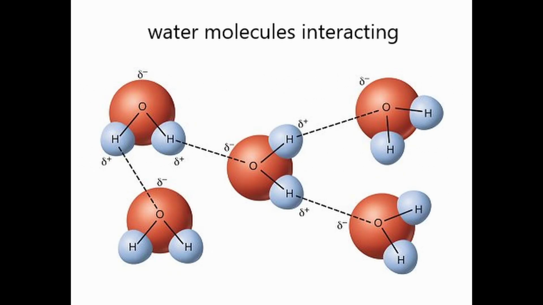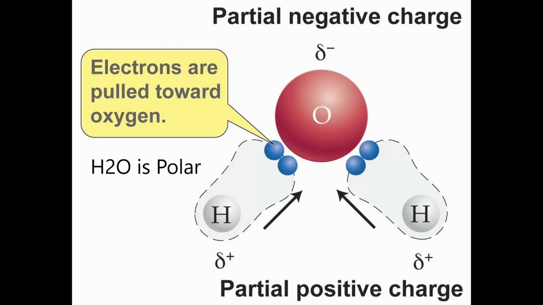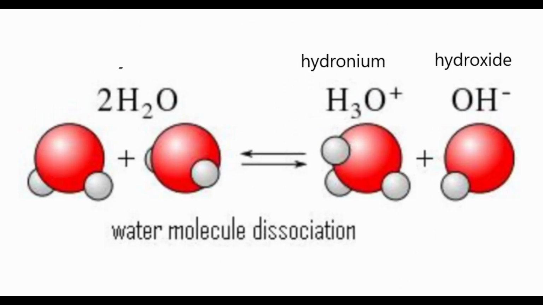In any container of water, there is a constant interaction between water molecules. H2O is a polar molecule, with the oxygen atom being more negative and the hydrogen atoms being more positively charged. Sometimes one water molecule will steal a hydrogen ion H+ from its neighbor if the negative oxygen comes in contact with the positive hydrogen. The result will be the creation of a hydronium ion H3O+ and a hydroxide ion OH-.